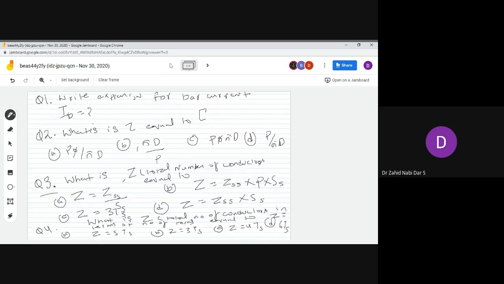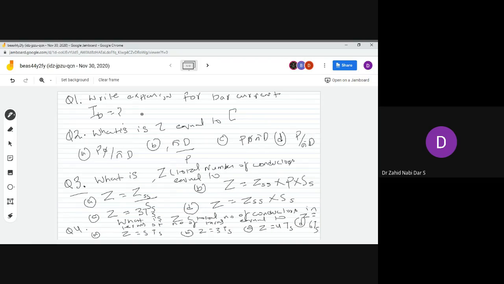Again, I'll read it out. Write expression for bar current. Even if you have answered, please answer all 6 at a time. In the next 5 6 minutes, I'll evaluate and I'll rank people. Write expression for bar current IB. I'll give 3 minutes, till 10:57, and then I'll close it down.